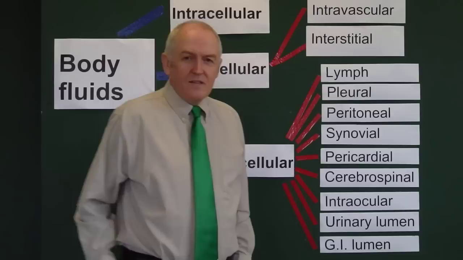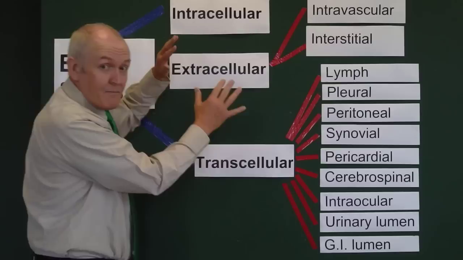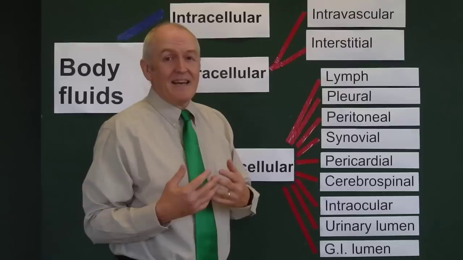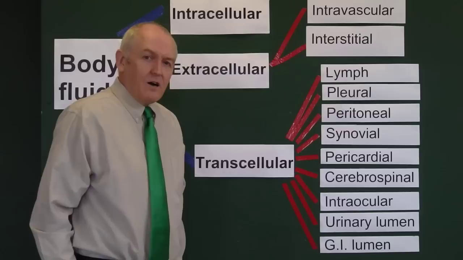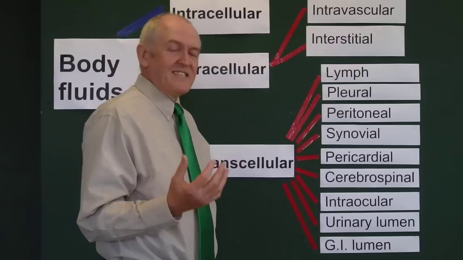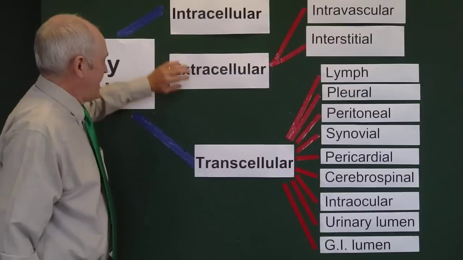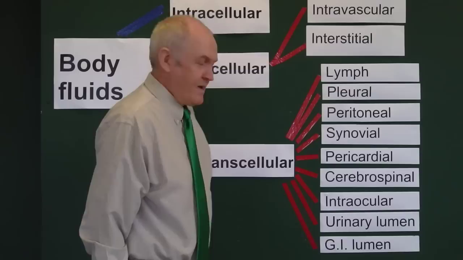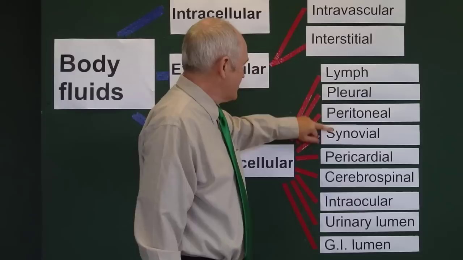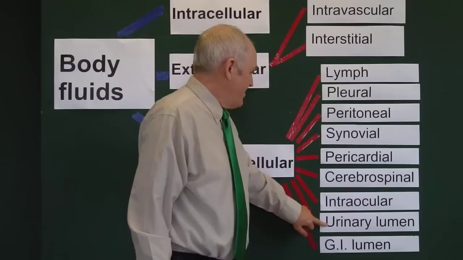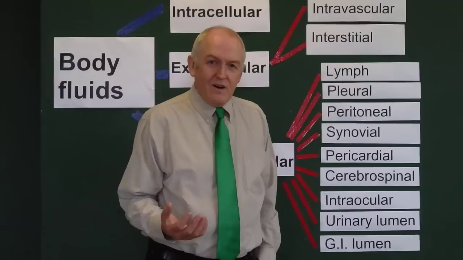So we see that body fluids are compartmentalized. Different people are going to have different amounts of body fluid, depending on the relative proportions of muscular tissue and adipose tissue in the body. But these fluids are going to be compartmentalized in an anatomically, physiologically, precisely regulated way. Body fluids, intracellular, extracellular, transcellular, intravascular, interstitial, and the examples we looked at of transcellular: lymphatic, pleural, peritoneal, synovial, pericardial, cerebrospinal, intraocular, urinary, and gastrointestinal lumen. So, next time you're at work, when you're out on the wards, think about fluids.